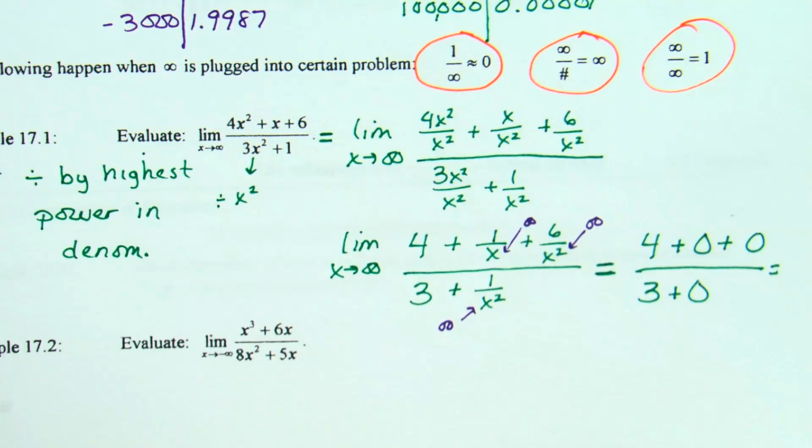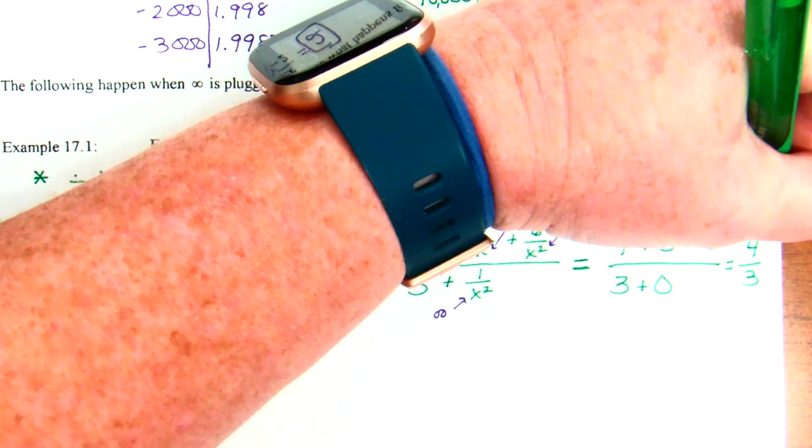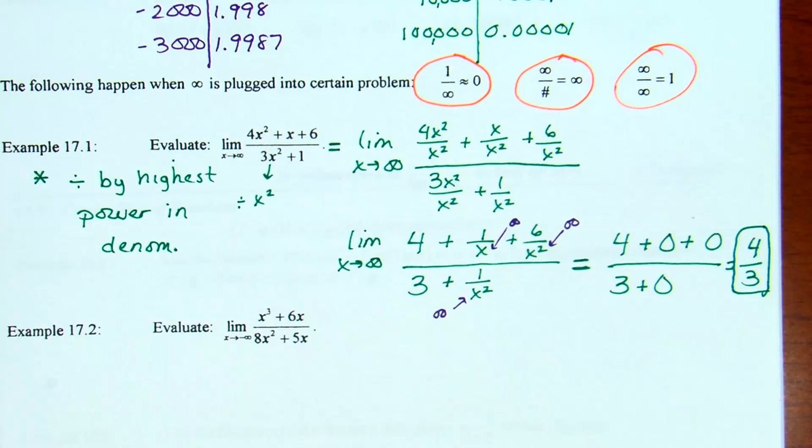Got the really difficult math left here. 4 plus 0 over 3 plus 0. Sorry, get the sarcasm there, folks. 4/3. Okay. So the limit as x approaches infinity of this lovely expression is 4/3.